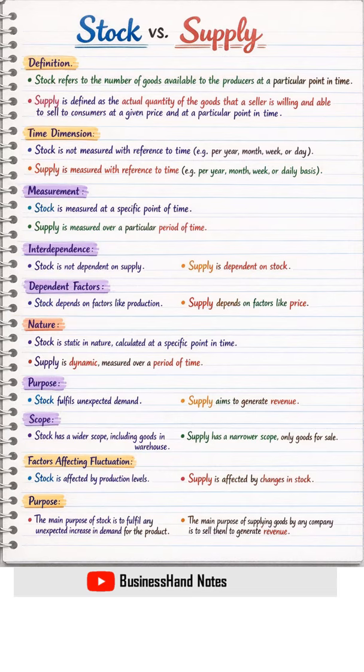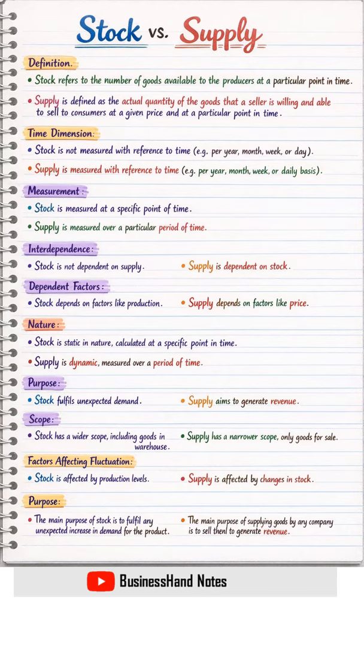Stock is static in nature because it is calculated at a particular point in time and reflects the total quantity available on that date. Supply is dynamic in nature because it is measured over a period of time and keeps fluctuating due to changes in prices, demand, and market conditions.